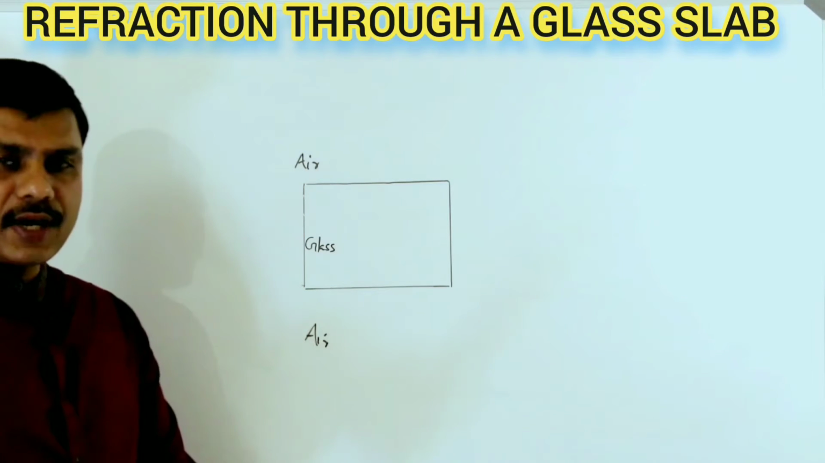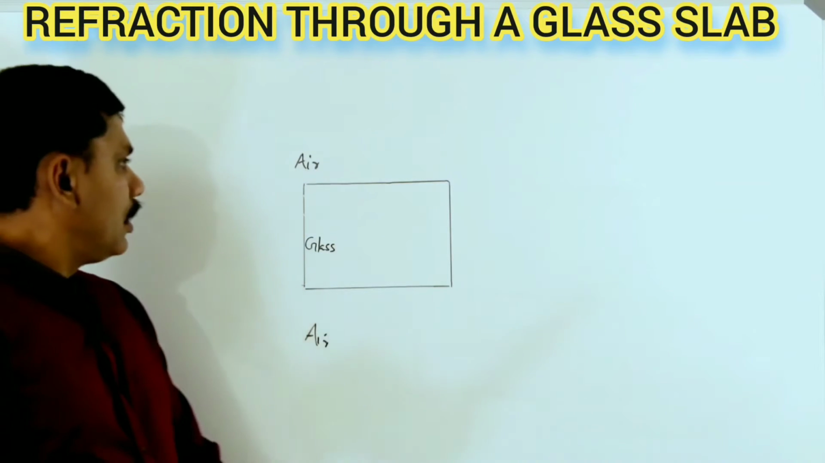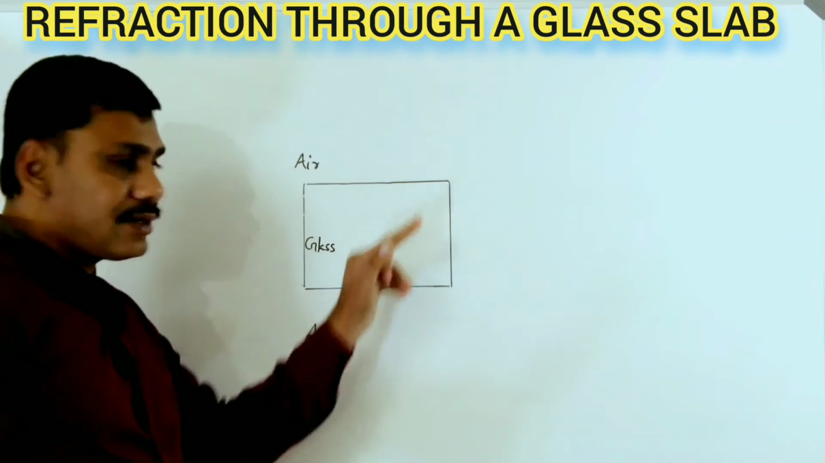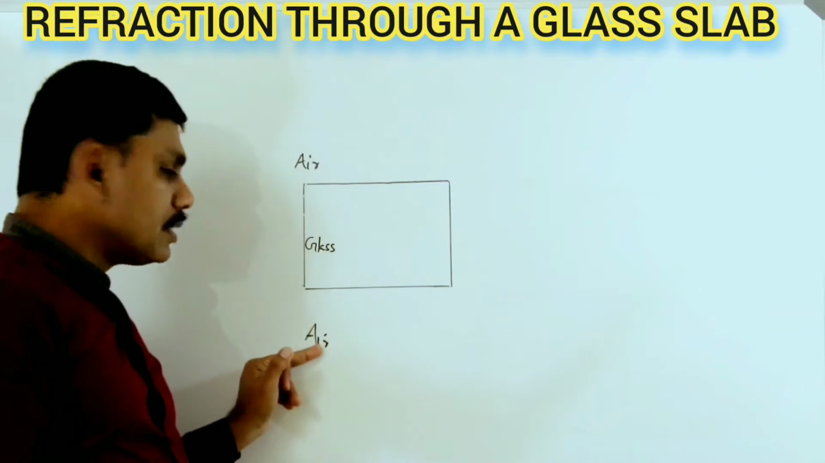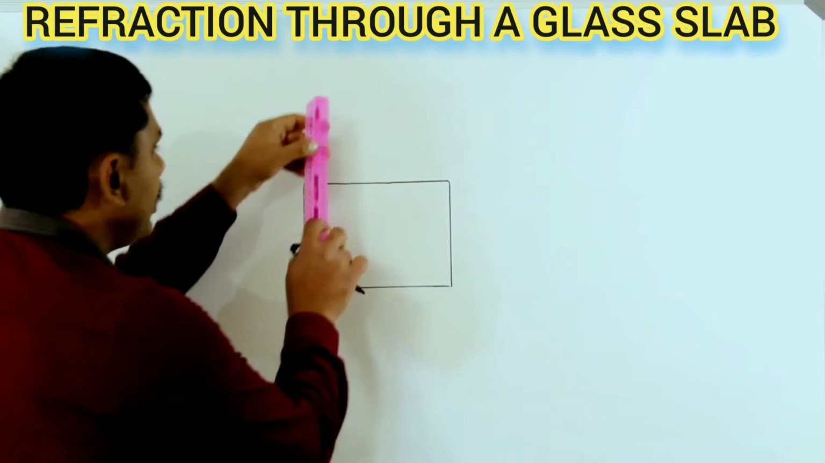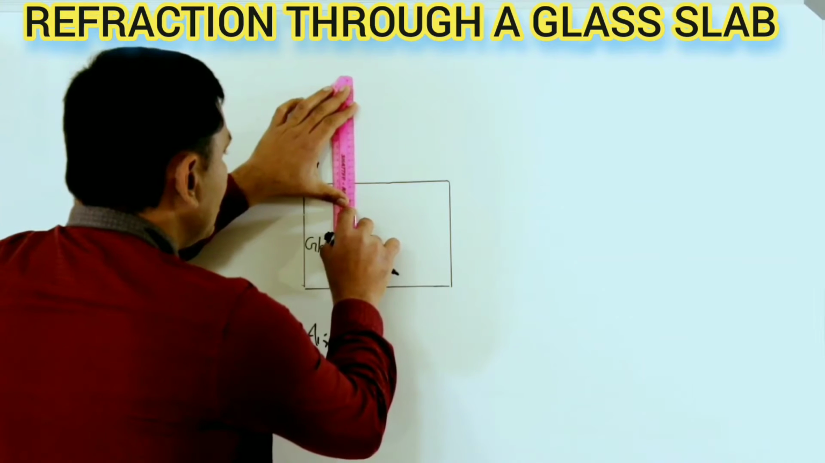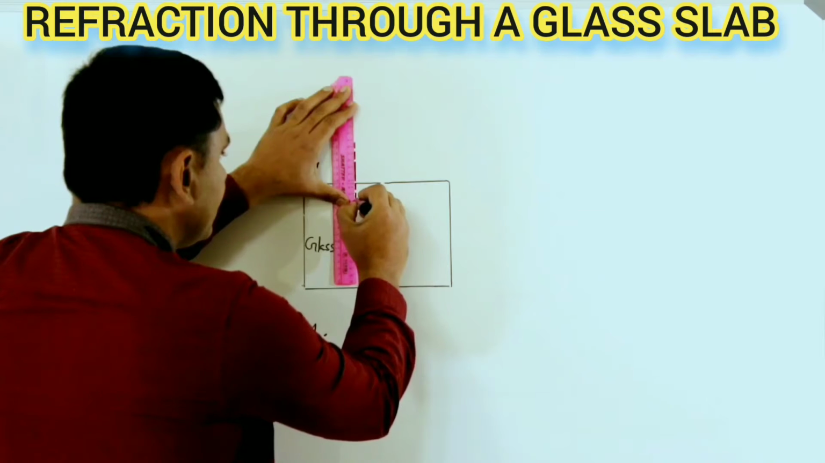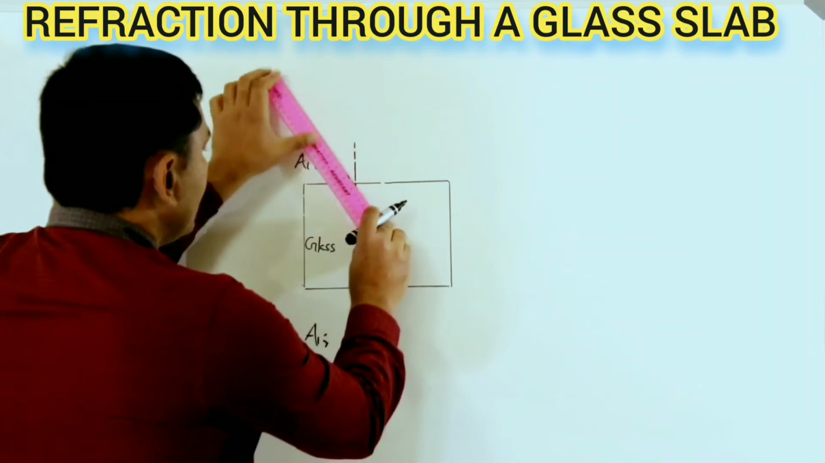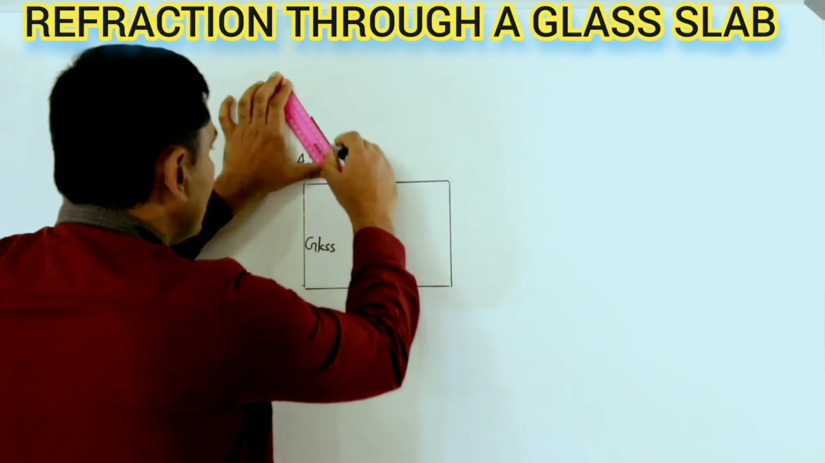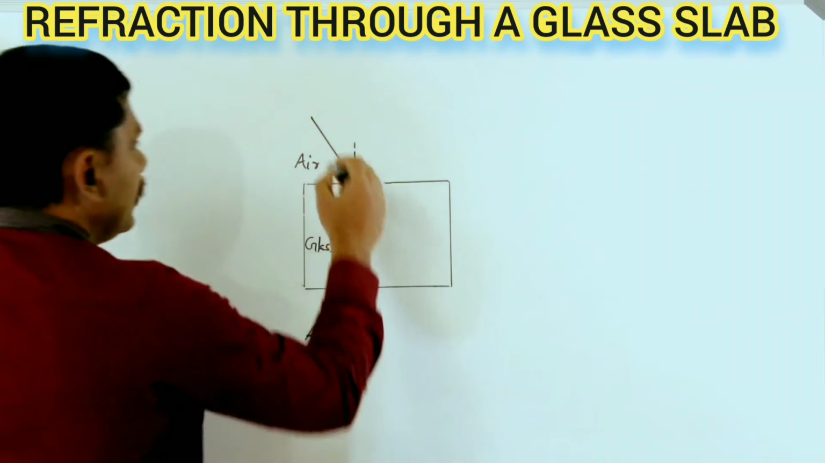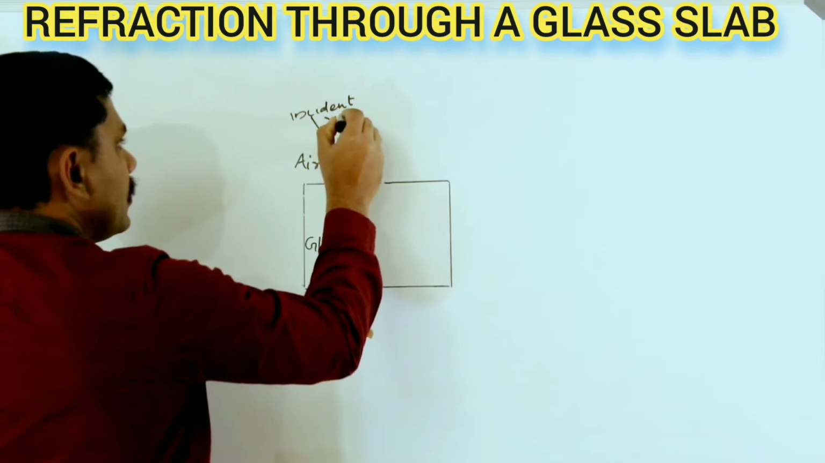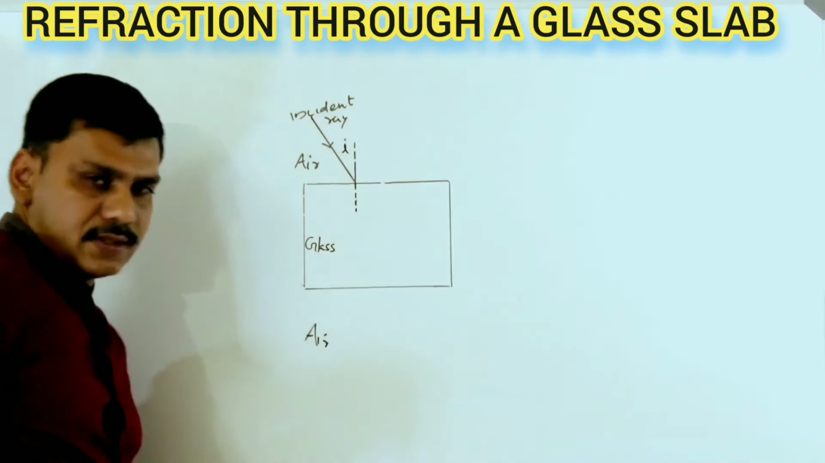Next I am discussing refraction through a glass slab. Here is air, the glass medium is a glass slab, and this is air. So here is an incident ray. First we have to draw a normal to show the incident ray. This is the incident ray, and this is the angle of incidence.